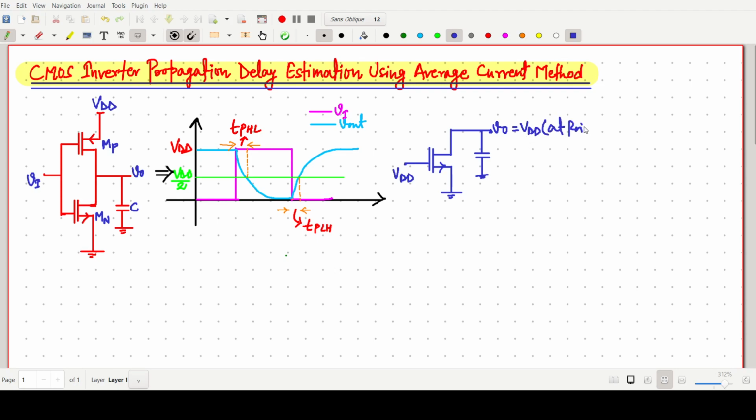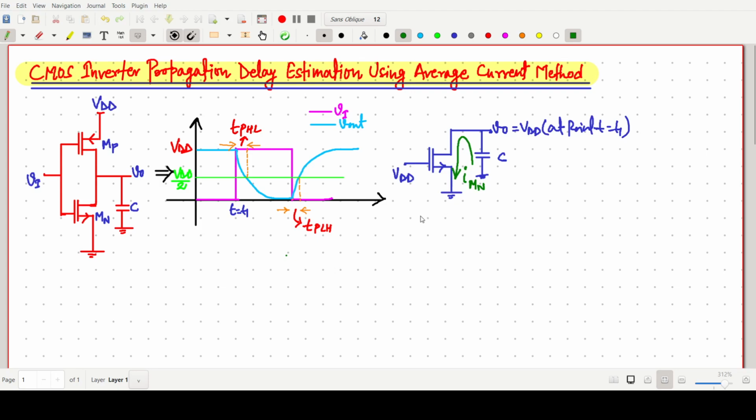At this point, say t equals t1, the capacitor is fully charged at V naught. Then after that it will discharge through this NMOS transistor. For the time being I am saying some current will flow through this NMOS transistor, that is our IMN. IMN is the current flowing through the NMOS transistor during discharge.